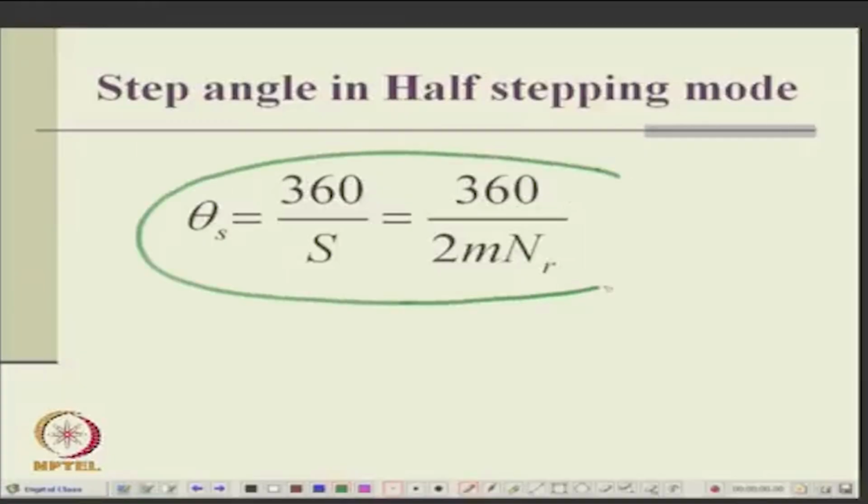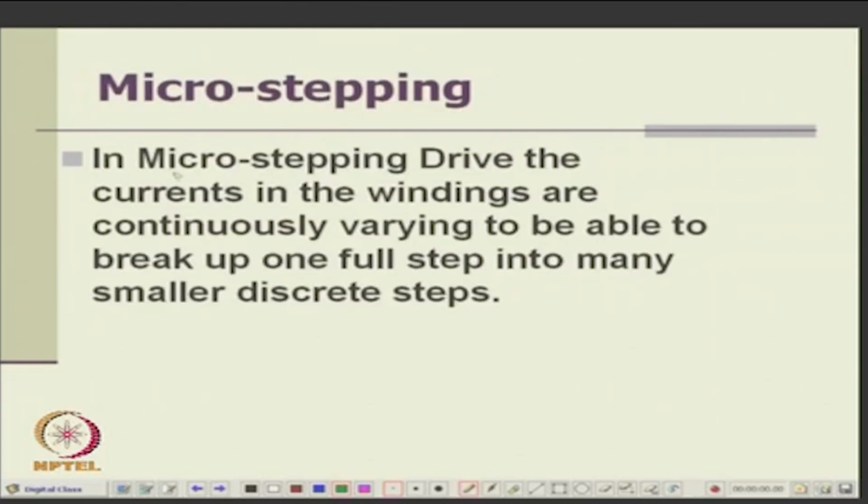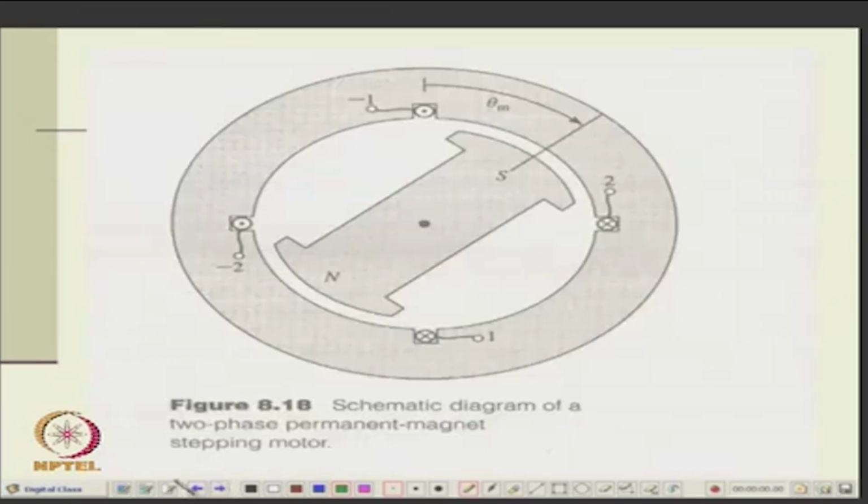So, the step angle in half stepping mode, we have already seen, will be 360 by 2MNR, where M is the number of phases, N the number of poles, and R the number of steps, etc. And then in a micro stepping drive, currents in the windings are varied to be able to break up one full step into smaller discrete steps. Many times micro stepping means smaller steps are possible. Okay. Now, we will go into a little detail, not too much.